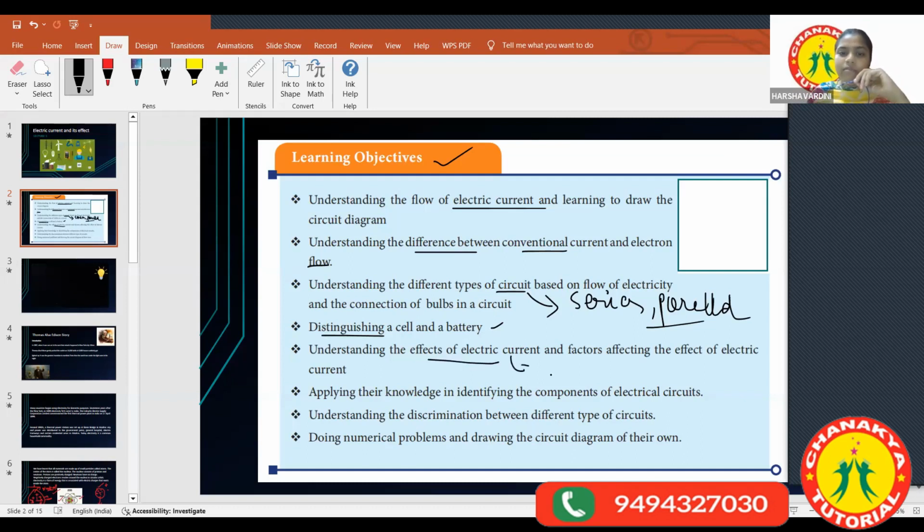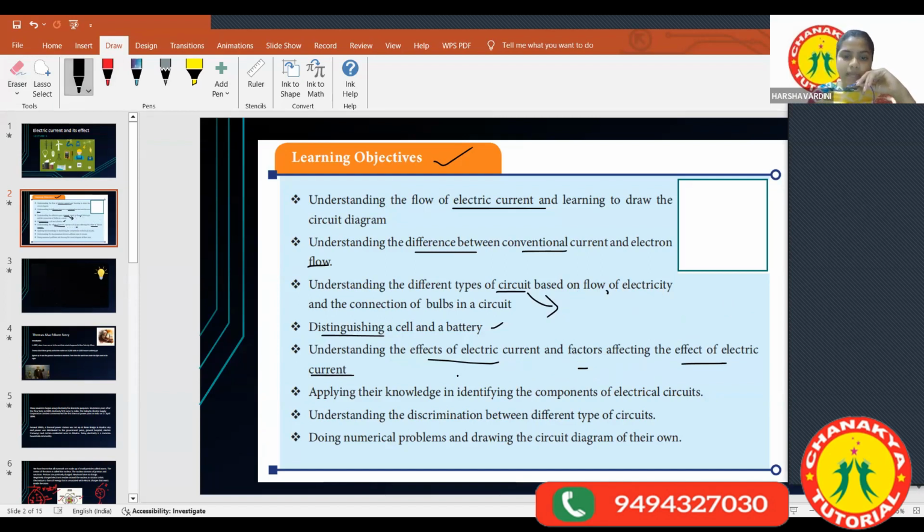What are the effects? As Soumya said, it may be heat effect. If electric current is there somewhere around you, what are the effects it can have? An effect of electric current. Okay, I mean factors affecting. What are the factors affecting electric current and what are the effects we get from electric current? So we will see both of that.